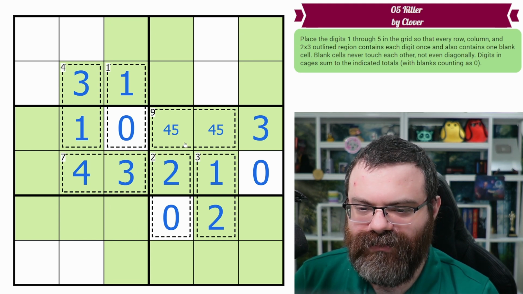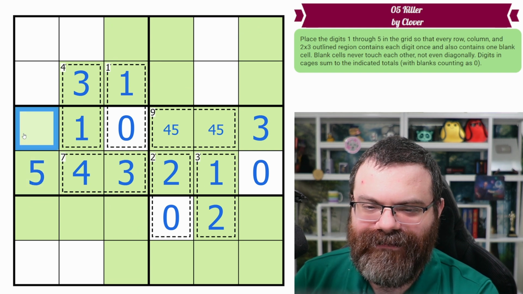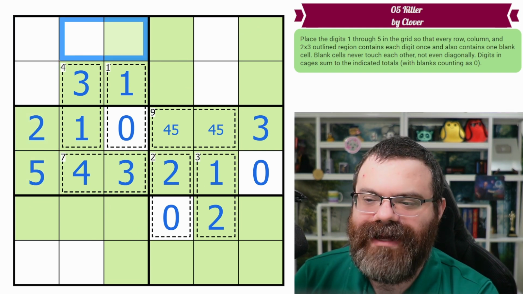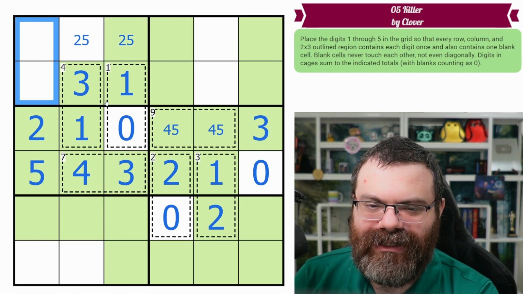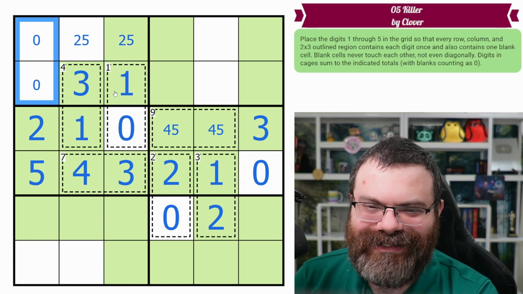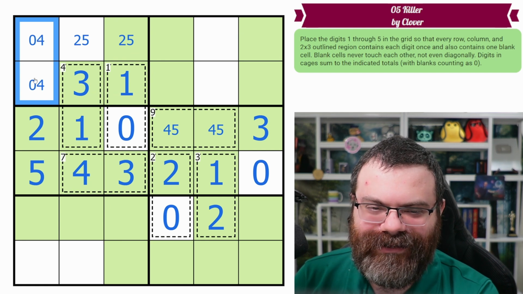Oh yeah, how about these two digits? These two digits are fillable. This is a 5, this is a 2. That means there's a 2 and a 5 up here, 2 5 pair. That leaves 0 and what's the missing digit? 0 and 4 here.